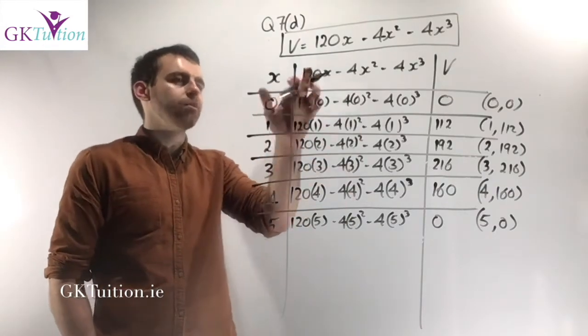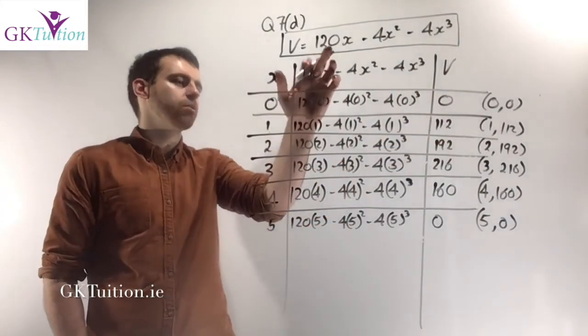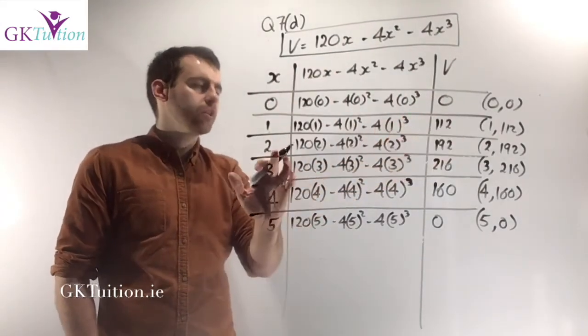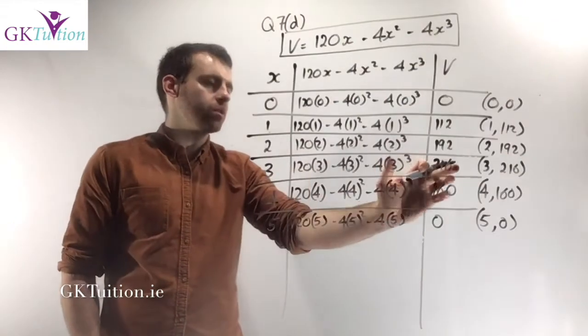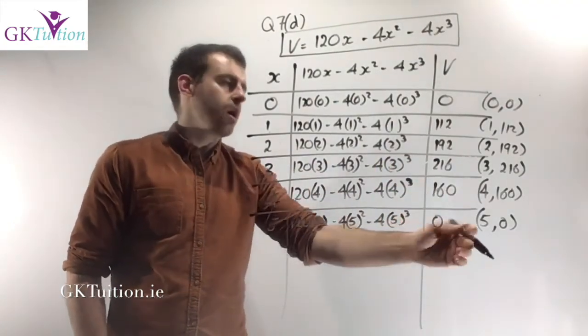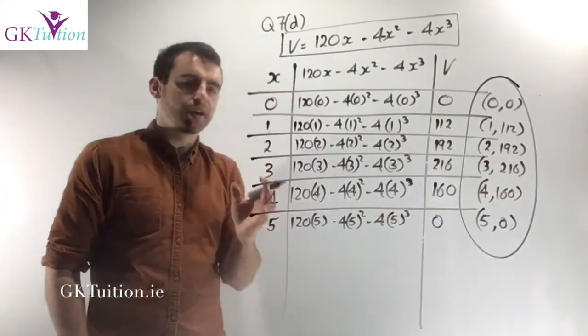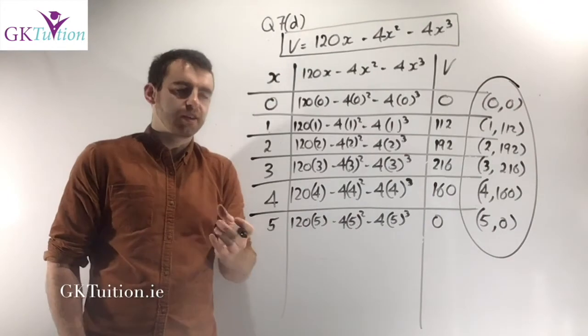If you sub in x equals 0 into your volume, it works out as 0. If you sub in x equals 1, you get 112, 2 is 192, 3 is 216, 4 is 160, and 5 is 0. I'm now left with 5 or 6 sets of coordinates. I'm just going to plot these coordinates on my graph and see what it looks like.